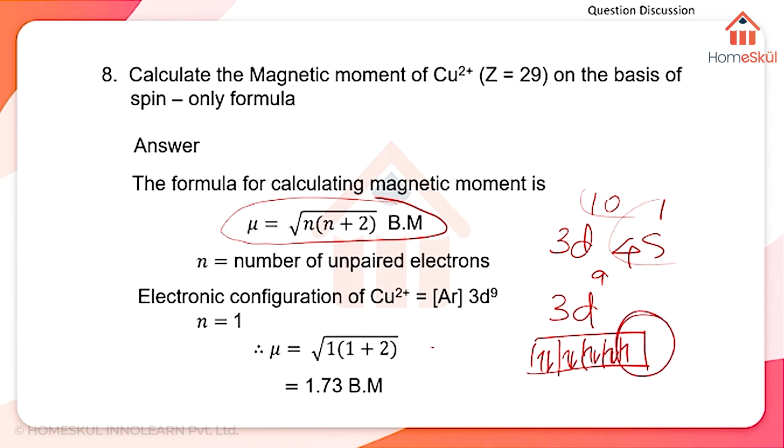So here we are having only 1 unpaired electron. So substitute the value of this 1 in the place of n, then we will get this value. Mu is equal to root of 1 into 1 plus 2, that is 1.73 Bohr magneton.